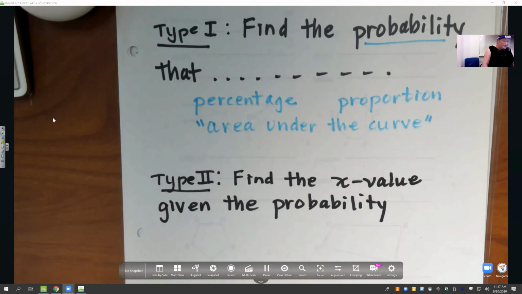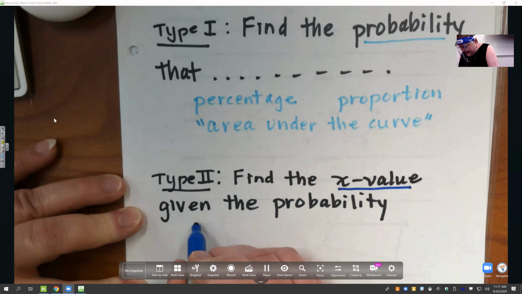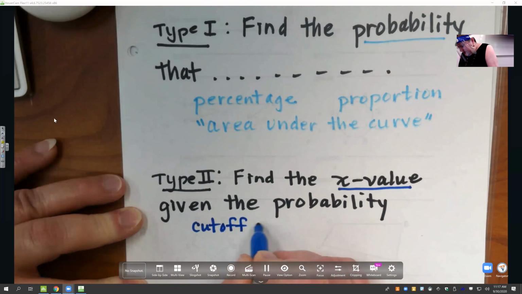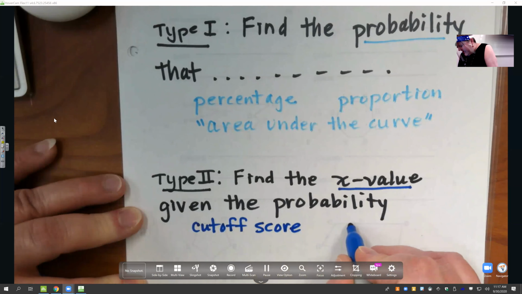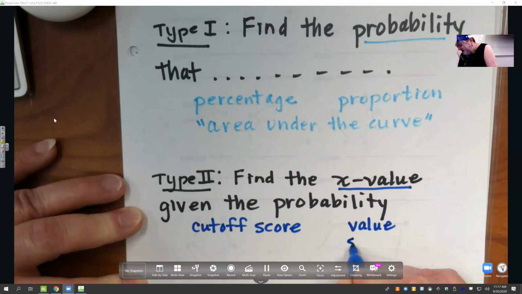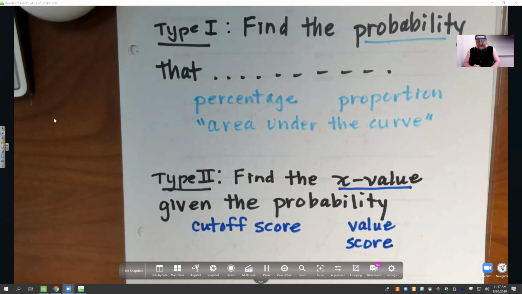And again, they may not always use the word X value. They might say something like find the cutoff score. It might just say find the value or find the score. It doesn't always have to refer to it as X. But the difference is, in the first case, you're looking for the probability. In the second case, you're given the probability. So you have to pay attention to what information you are told in the problem.